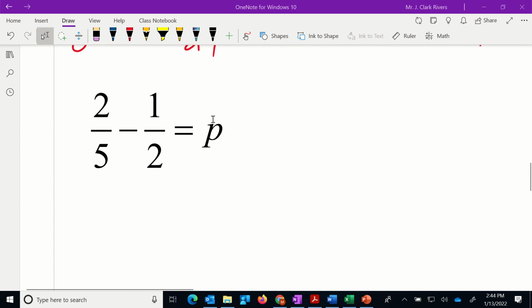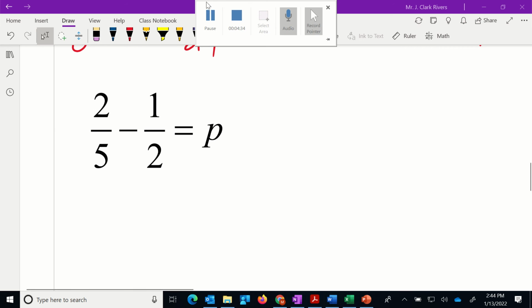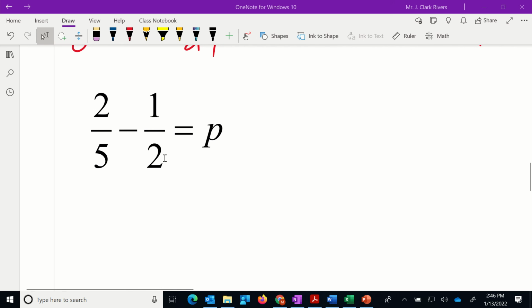2/5 minus 1/2. Again, you got to find the LCD, the least common denominator. Convert both fractions so that you have that common denominator, and then go from there. If you can find the LCD mentally on this one, that's okay. You don't have to show any supporting work. Okay, what is the LCD between 5 and 2?